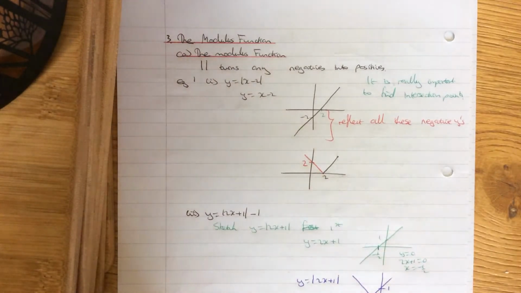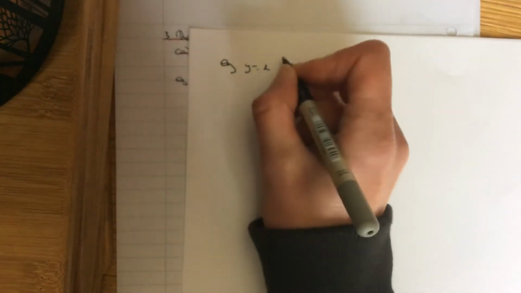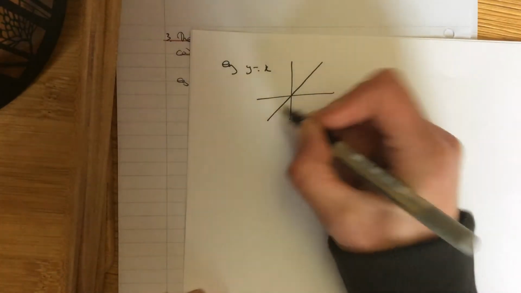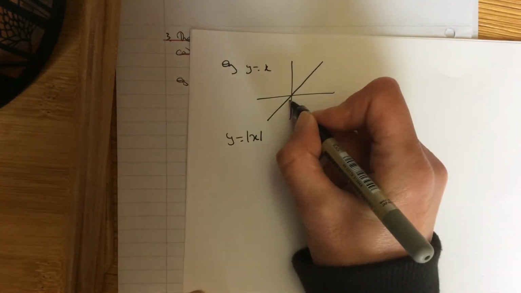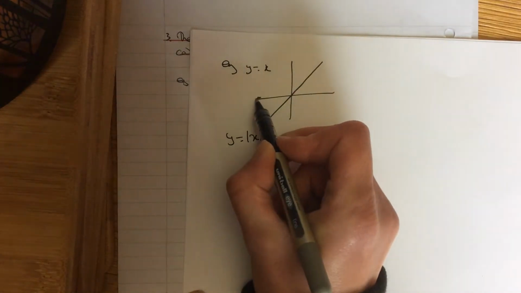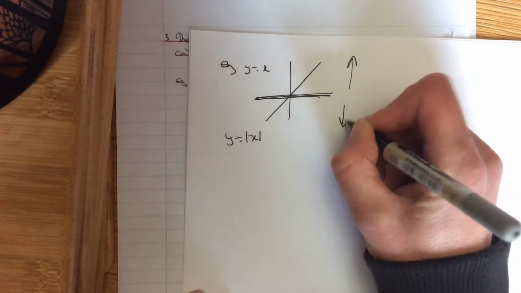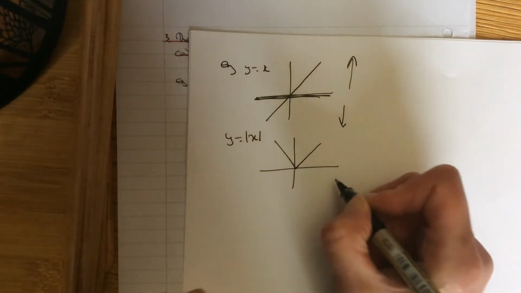So first of all, before I start that example, I'm going to have a wee look at this here graph. Y equals x. It looks like so. Now, if I wanted y equals the modulus of x, anything that is negative down here, so you look at this as the positive y's up here, negative y's down here. Anything that is negative is reflected up.